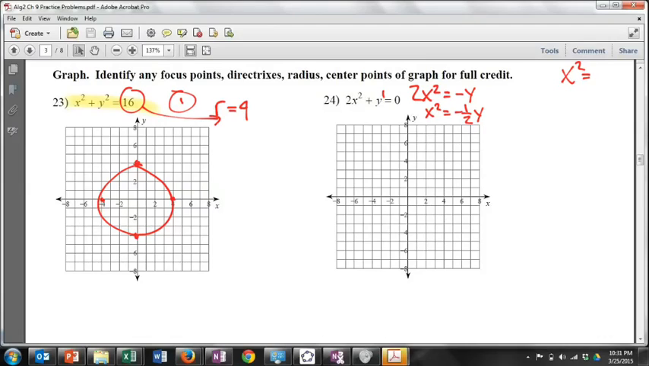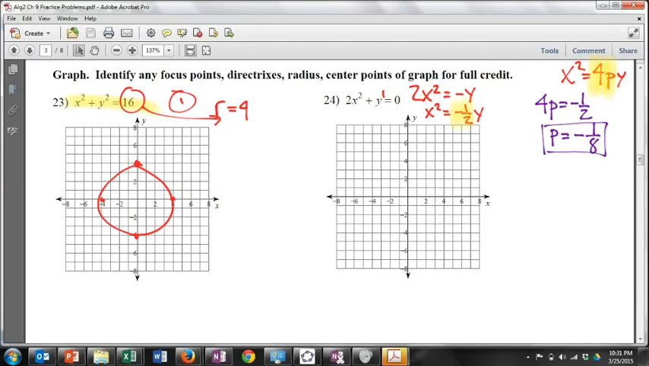X squared, focus form is what I call it, 4py. In this case, 1/2 is equal to 4p. So I'm not plugging, be careful here, I'm not plugging anything into p. That's not what I'm doing here. I'm doing the reverse now. I'm discovering what the value of p is. I'm going to write an equation that says 4p is equal to negative 1/2. I'm going to solve for p. I want to find out what it is. P is equal to negative 1/8 here.